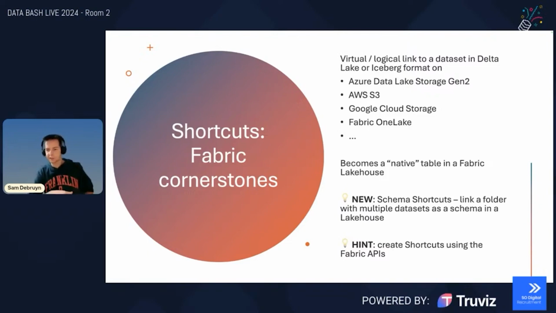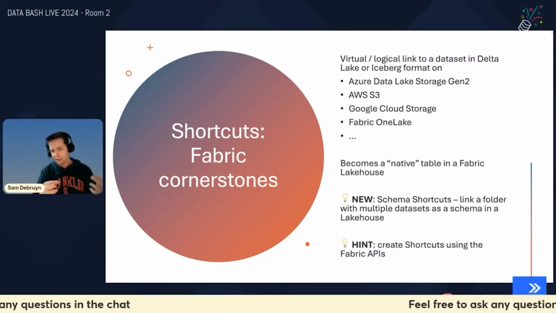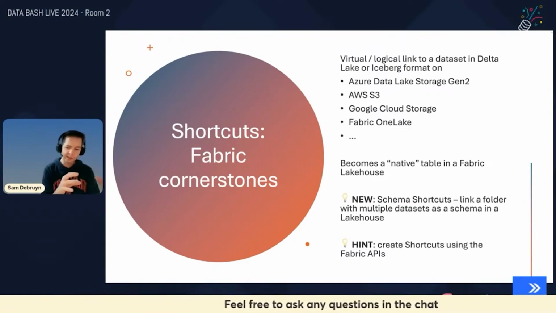What do? They are virtual or logical links to your existing data. Today, Microsoft supports Delta Lake for everything, but they also announced they will support Apache Iceberg. And your data has to live in, for example, ADLS Gen 2, S3 on Amazon, GCP cloud storage, maybe Fabric's OneLake, so the data lake in Fabric as well. So you can connect to your data where it is sitting today.